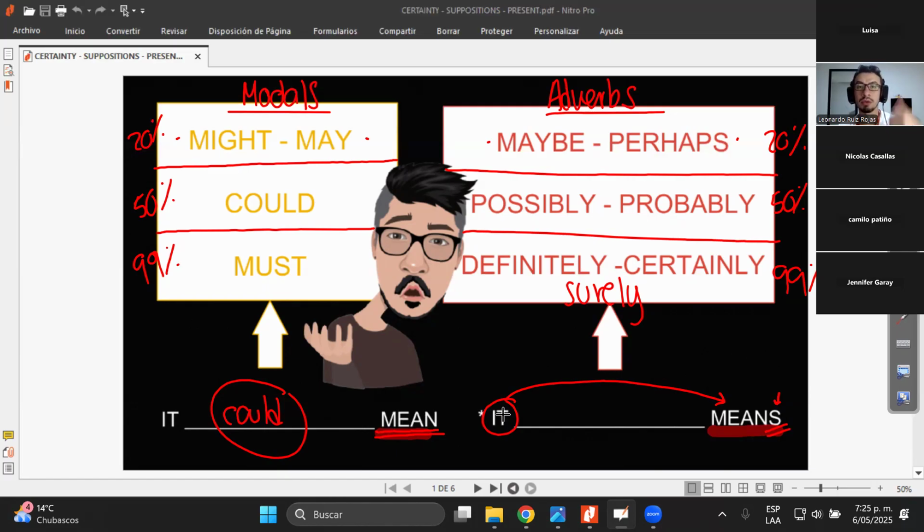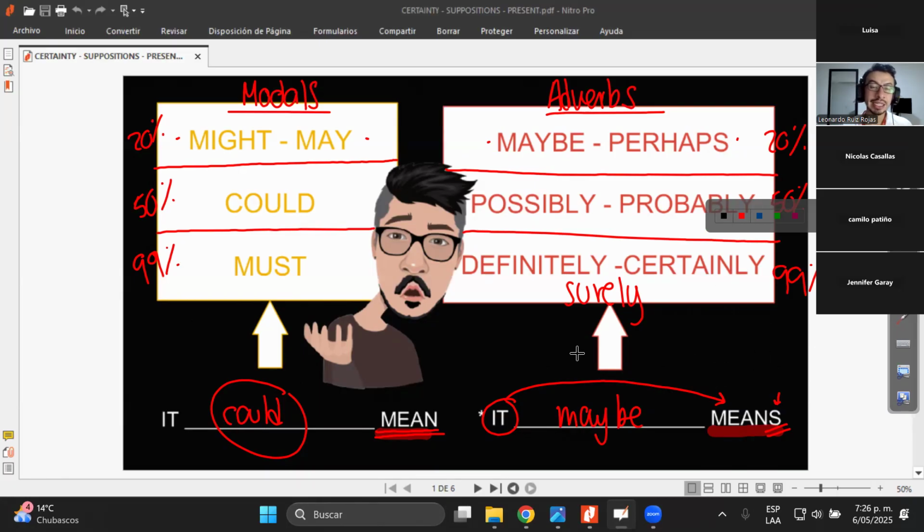Entonces, por ejemplo, lo mismo, with this sign. It surely means that no problem. Or it surely means that everything is okay. ¿Cierto? Or for example, with the meaning of a sign like this. No idea. It maybe means that the person agrees with you or that the person doesn't agree with you, or it perhaps means that the person doesn't understand, right?